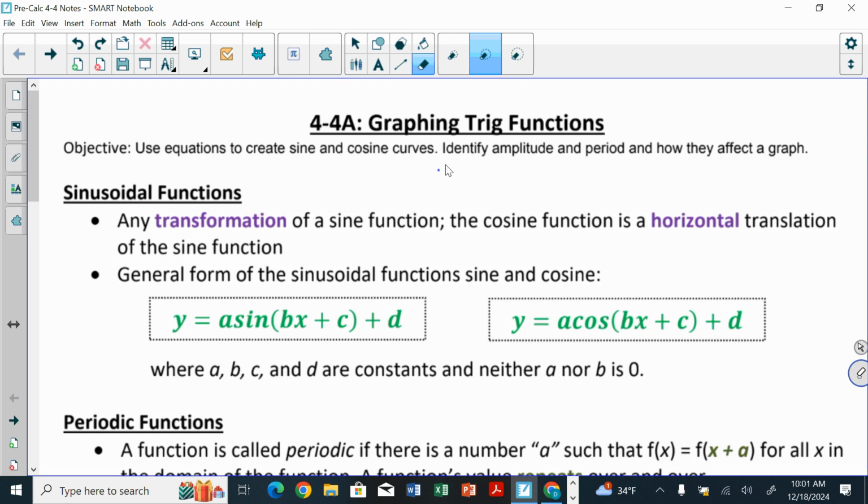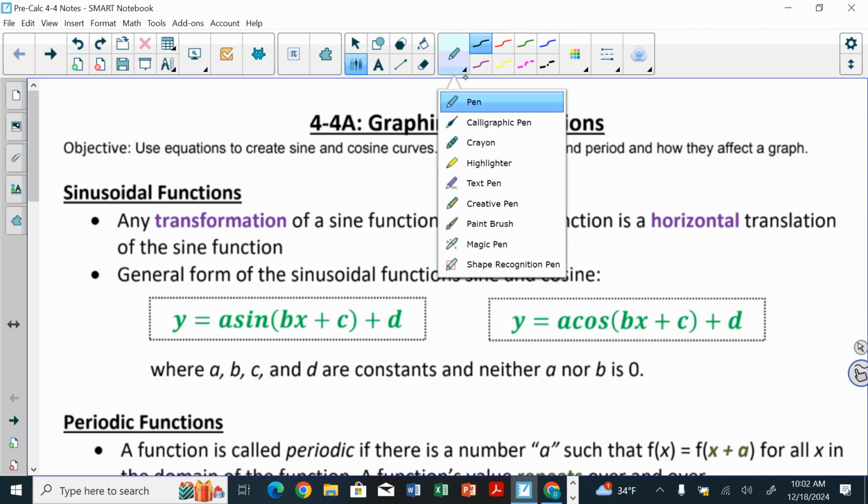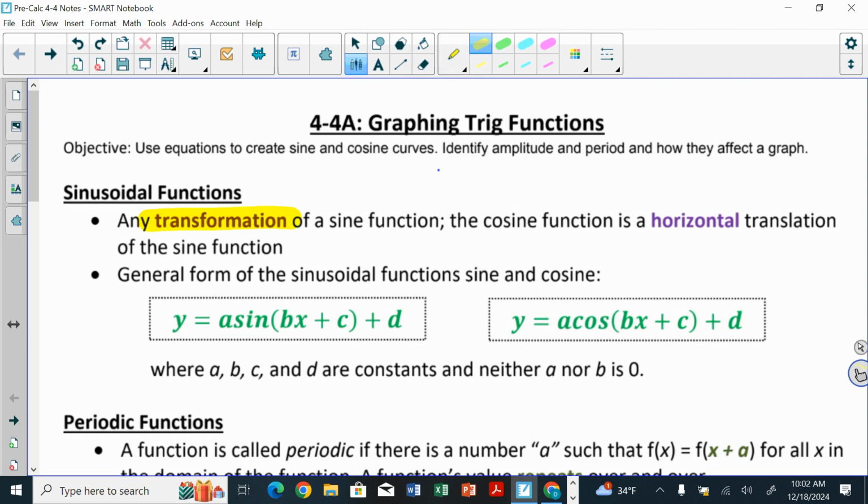So, sinusoidal functions, fun to say. This is where we have a transformation of a graph, but it's a transformation of the sine function. And the cosine function is a horizontal translation of the sine function. When you look at those graphs, you'll see the cosine is just like a horizontal shift. We'll point that out with the graphs as we go.